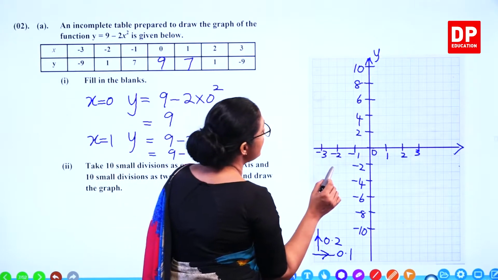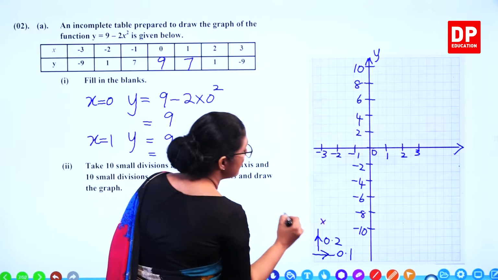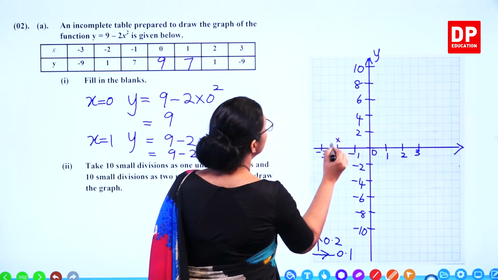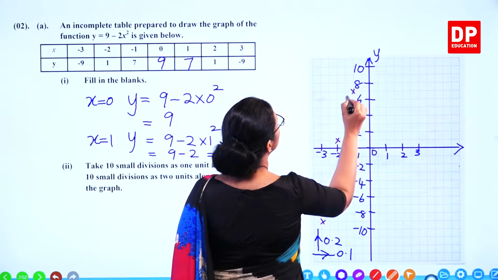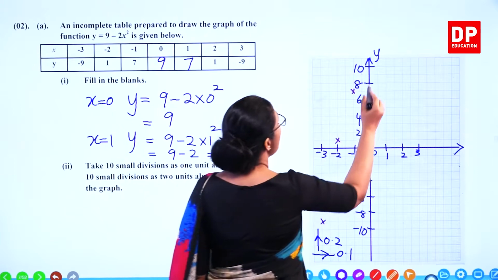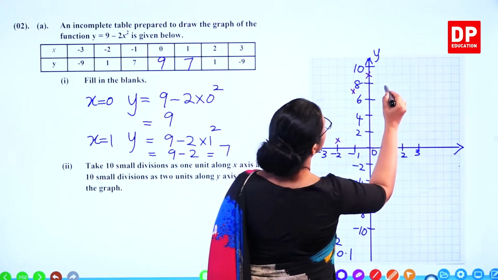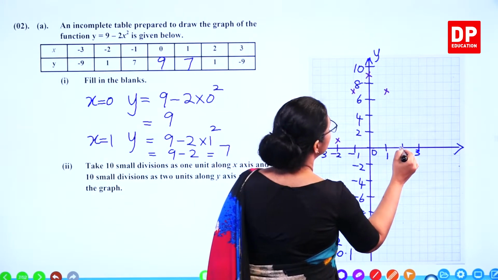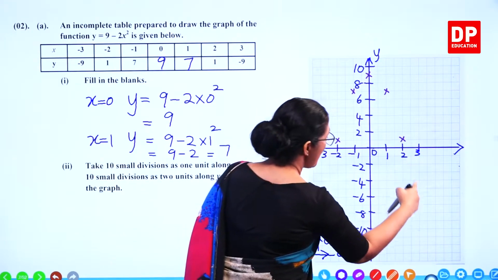Now mark the points. -3, -9. -2, 1. -1, 7. 0, 9. 1, 7. 2, 1. 3, -9.